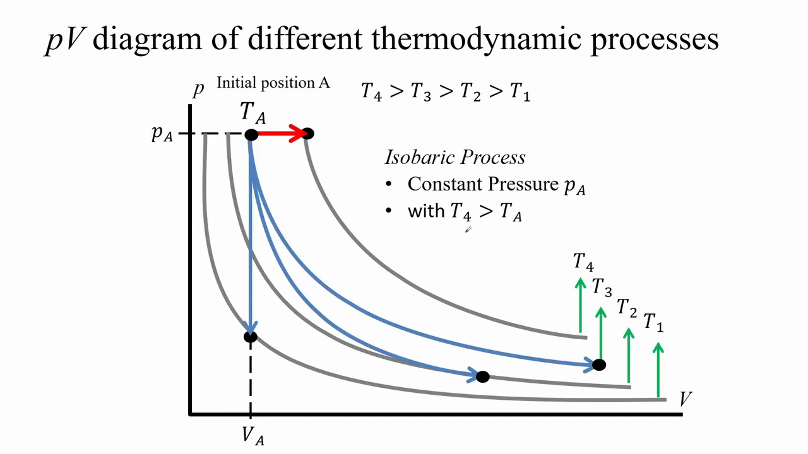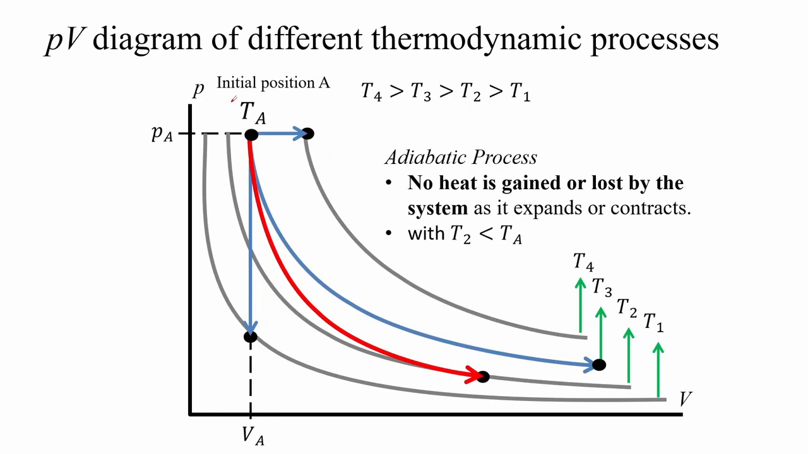Here we have the pressure volume diagram for an isobaric process. We see that there is an increase in temperature as it moves to a larger volume at this position. Here we have the pressure volume diagram for an adiabatic process where there is no heat gained or lost by the system. We see that as it decreases in pressure and increases in volume, the temperature T2 at this new position is less than T1.